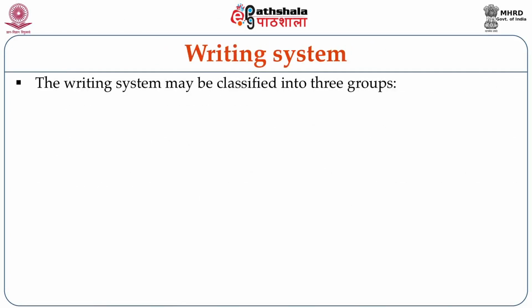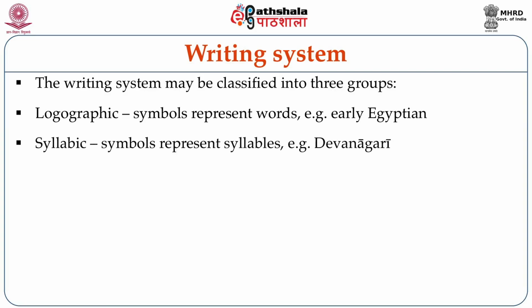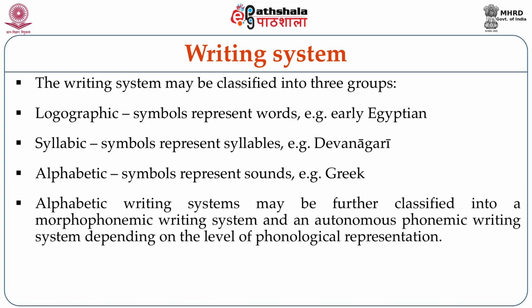The writing systems may be classified into 3 groups. 1. Logographic. Symbols represent words, for example, early Egyptian. 2. Syllabic. Symbols represent syllables, for example, Devanagari. 3. Alphabetic. Symbols represent sounds, for example, Greek. Alphabetic writing systems may be further classified into a morphophonemic writing system and an autonomous phonemic writing system depending on the level of phonological representation.